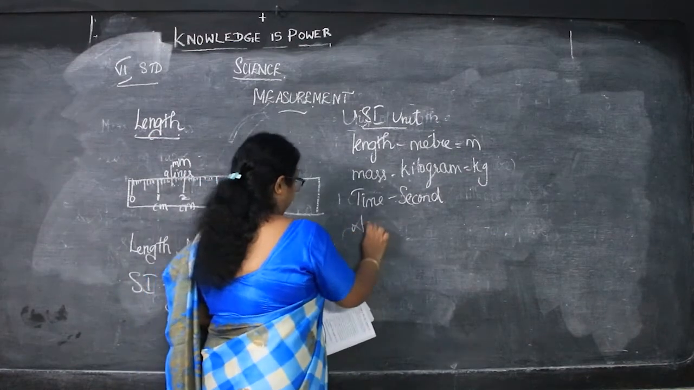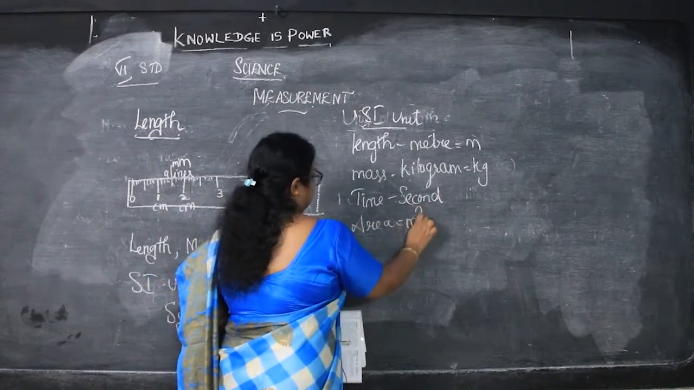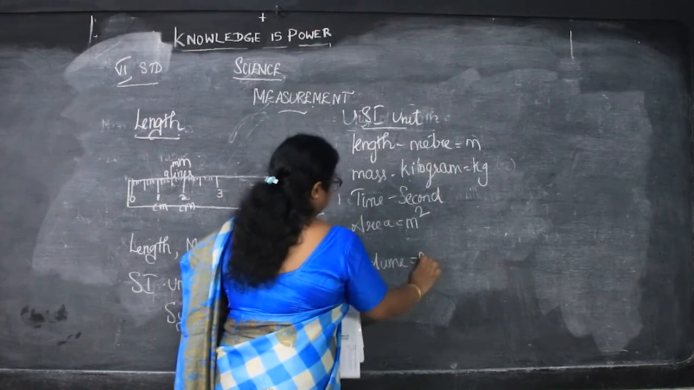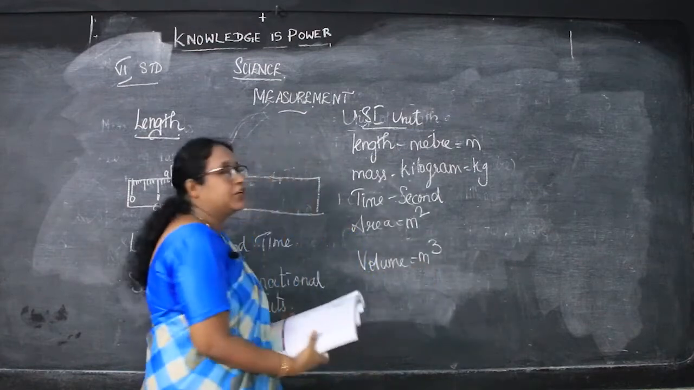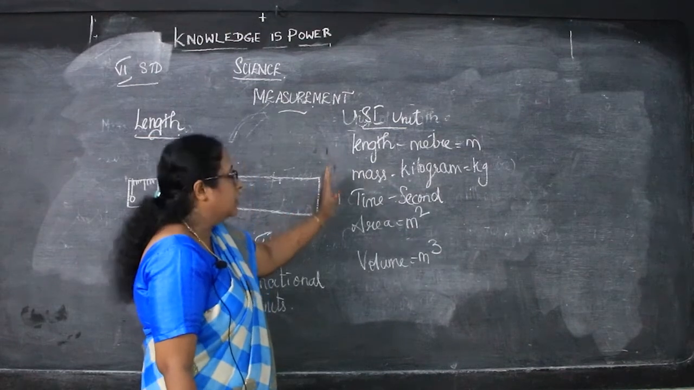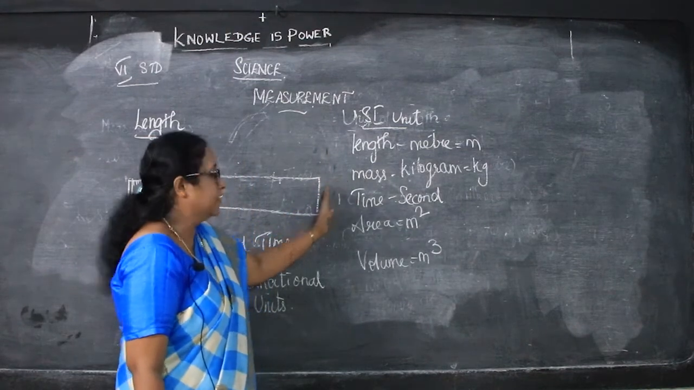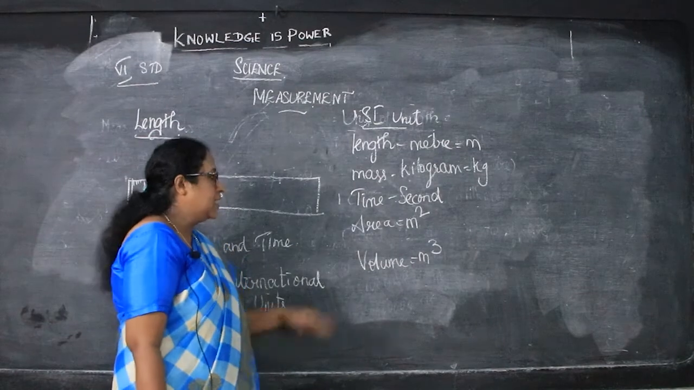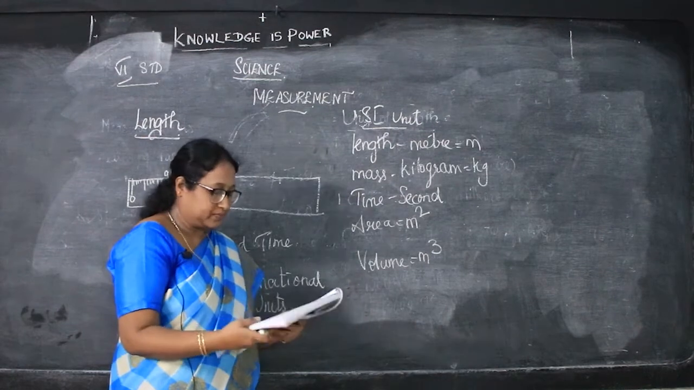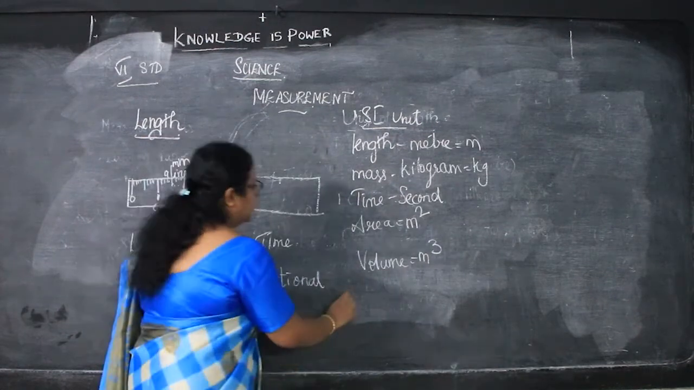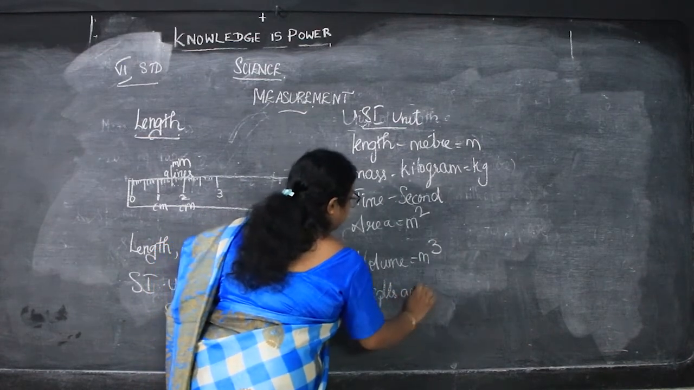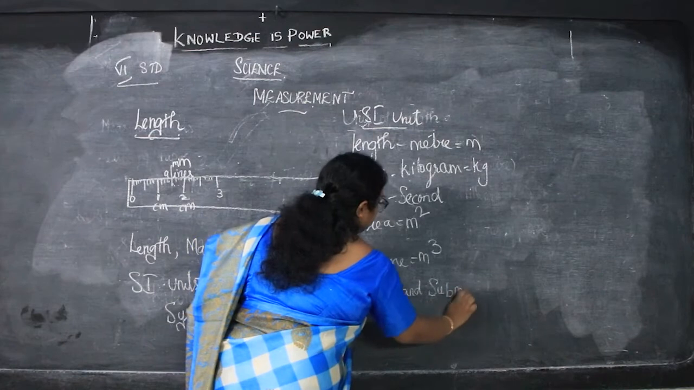And the unit of area is square meter. Then for volume it is cubic meter. So, what are the SI units? SI unit for length is meter, for mass is kilogram, for time is second, for area is square meter, and for volume is cubic meter. Now, along with this, you have multiples and submultiples.